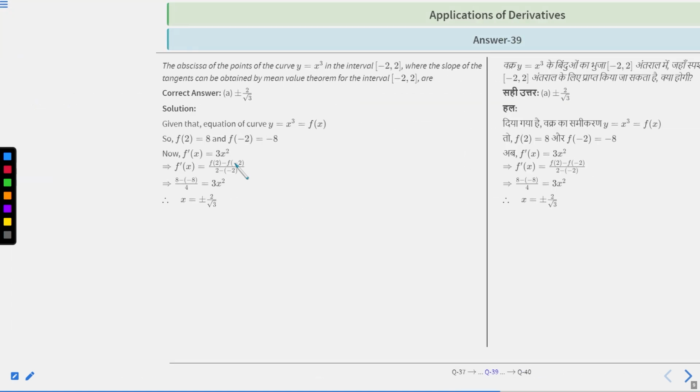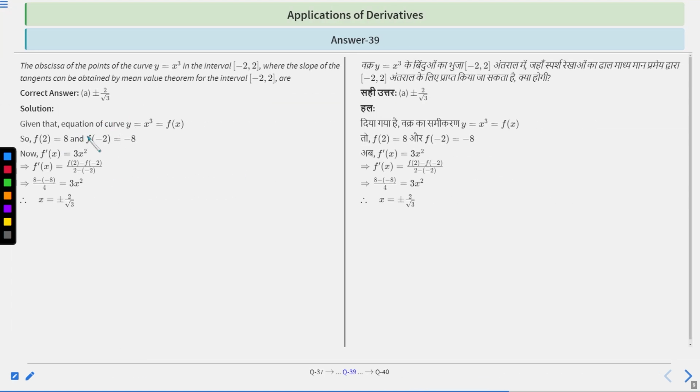Okay, let's move to the solution part. Given equation of curve is y is equal to x cube, which is equal to f(x). Now f(2) is equal to 8 and f(-2) is equal to -8, by putting the values of 2 and -2. Now f dash x is equal to 3x square.